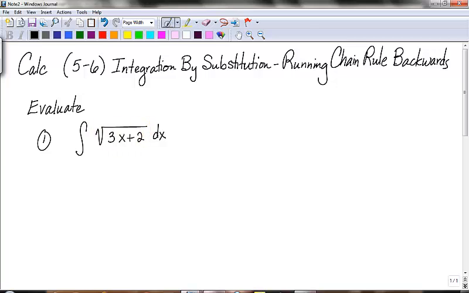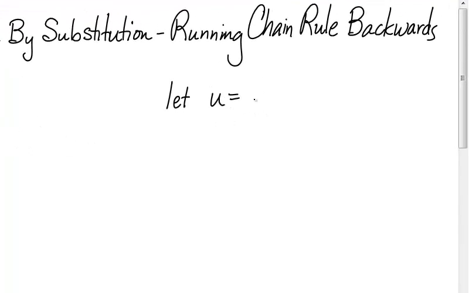When you first do these, you don't know what to let u equal. And I can't say let u equal this all the time. The only way this gets easier is to do the homework, and then all of a sudden you'll start seeing what to let u equal. So on this one, let u equal the part underneath the radical, 3x plus 2.